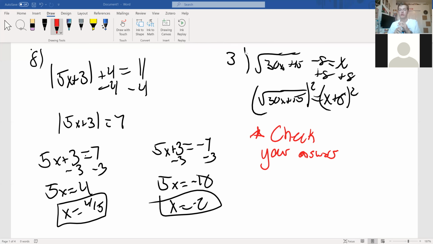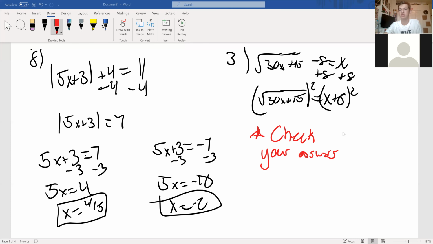What are the types of questions where you have to check your answers? The U subs, I don't think you necessarily have to check your answers. It's not a bad thing to always check your answers, though. That's the teacher answer in me. So always do check your answers, especially when you're solving for x, because then it's very easy to just plug it back into your original and see if it works.